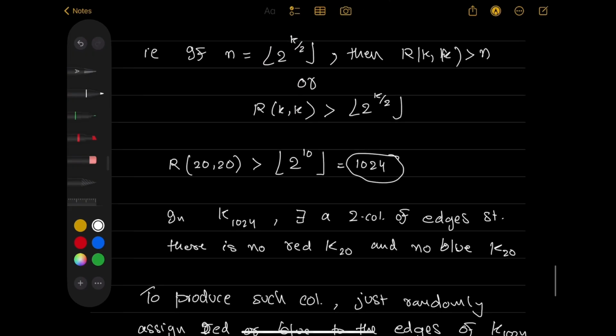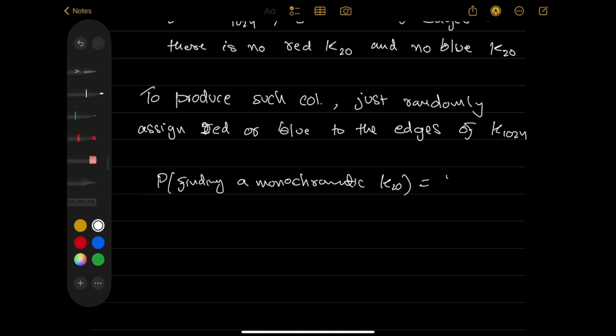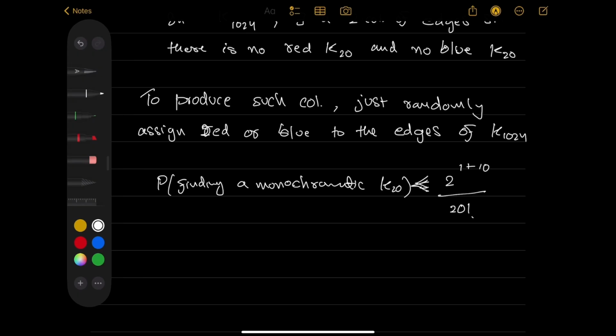This will be this value, okay? So 2 to the power 1 plus k by 2, that is 10, divided by 20 factorial, k factorial, right? This will be less than this. And this value will be 2048 by 20 factorial. So you see the denominator is a very large quantity, so this will be very, very much smaller than 1, and you can say this is actually close to 0.